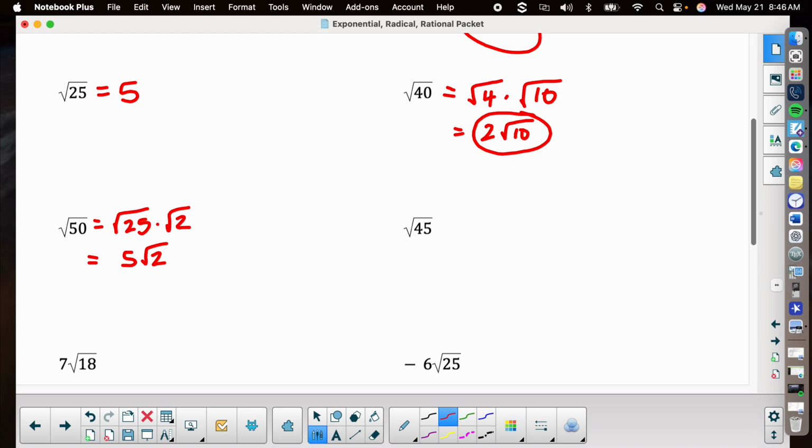Bridget disagrees. She would like a different number called. So 33. Griffin. I know you got this. What's the biggest perfect number that goes into 45?